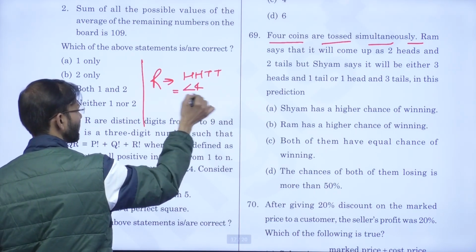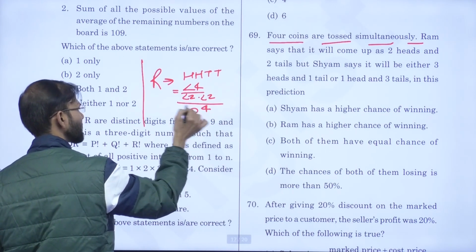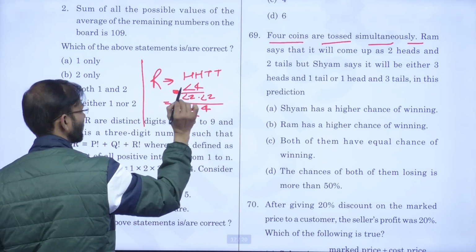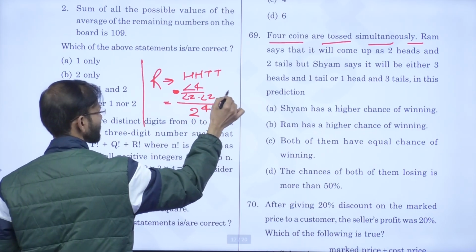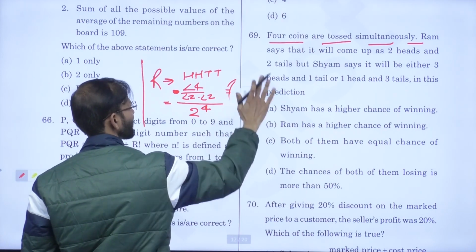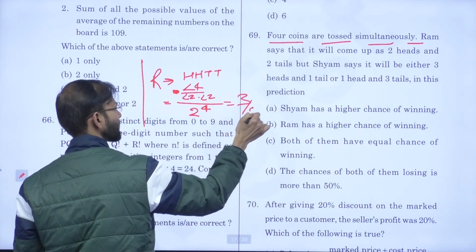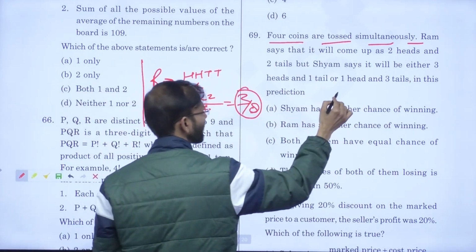Factorial 4 divided by factorial 2 into factorial 2, and divided by 2 raised to the power 4, which is the sample space. So this is 6 by 16. Sorry, 6 by 16 is 3 by 8. Everyone, so the chance of winning for Ram is 3 by 8.